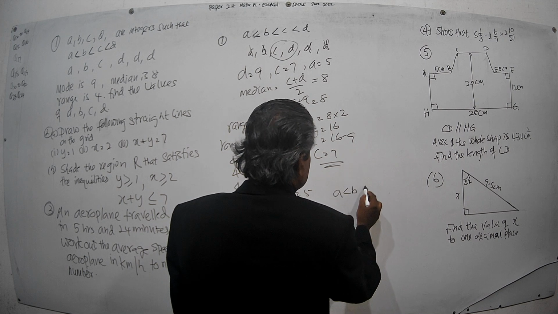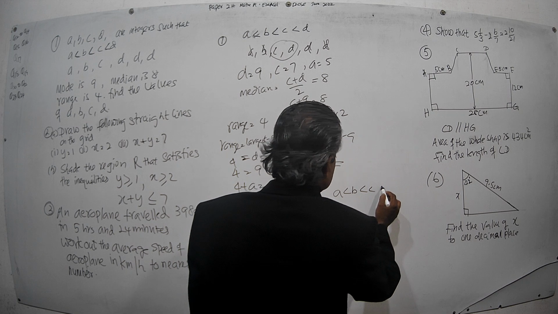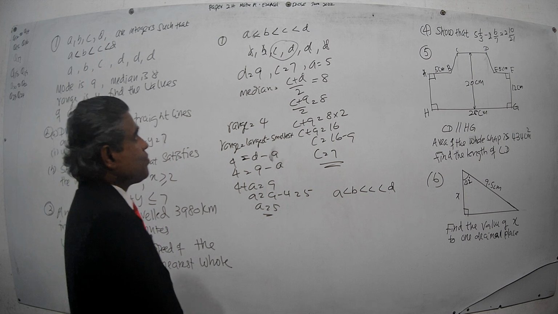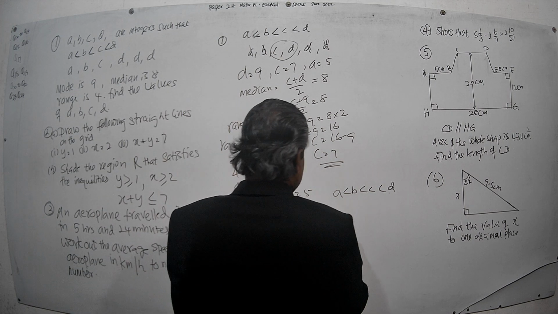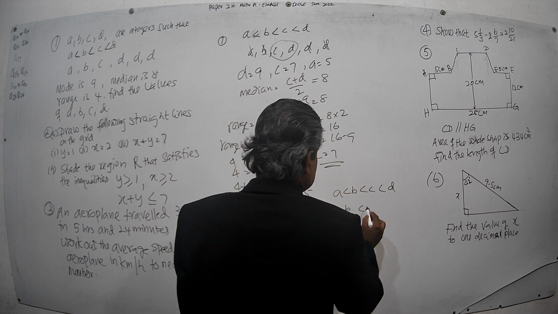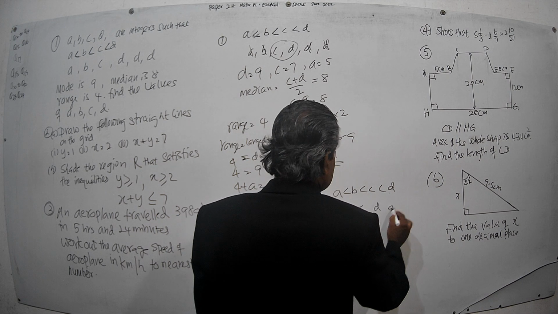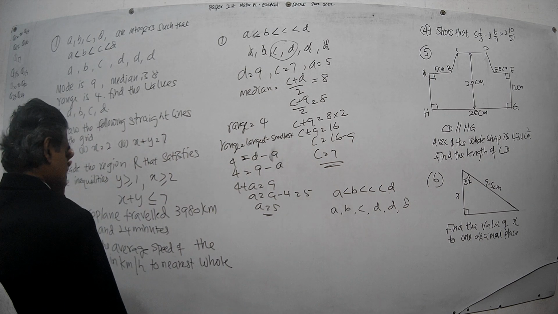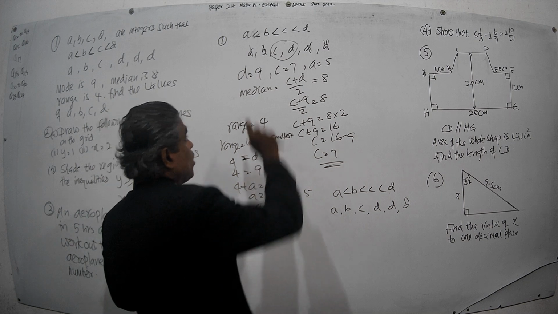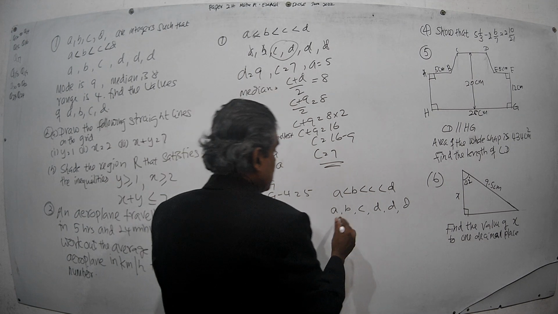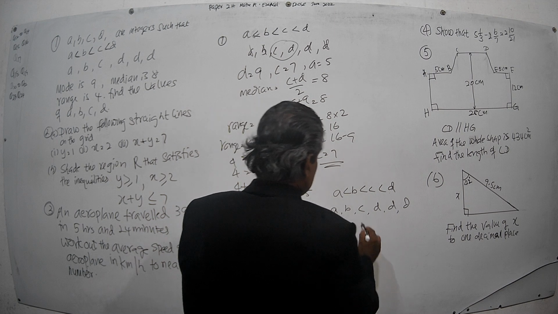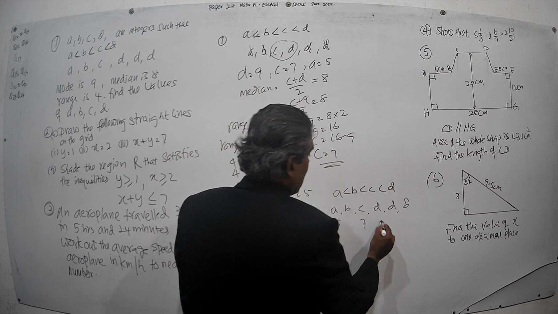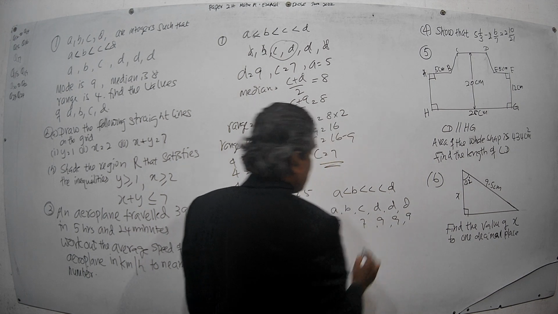A is less than B is less than C. These are the integers we have been given. Now we have already found D, C and A. A is 5. C is how much? 7. We have found that here. Then D we have found is 9. We have found this already.